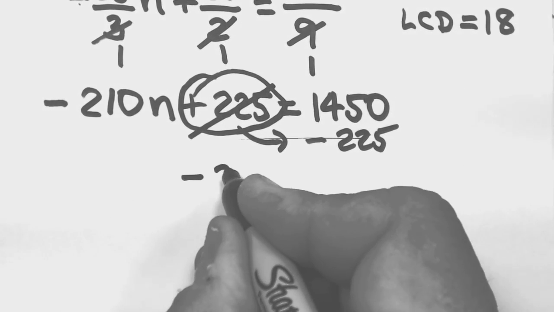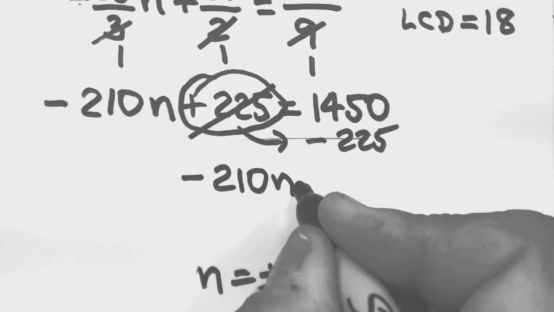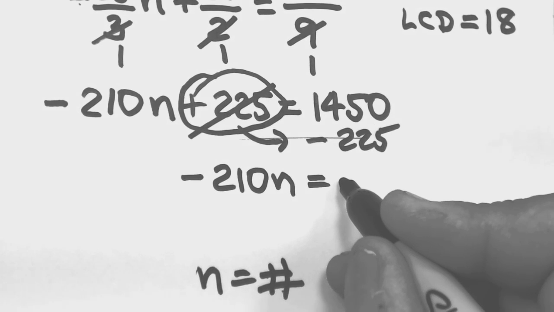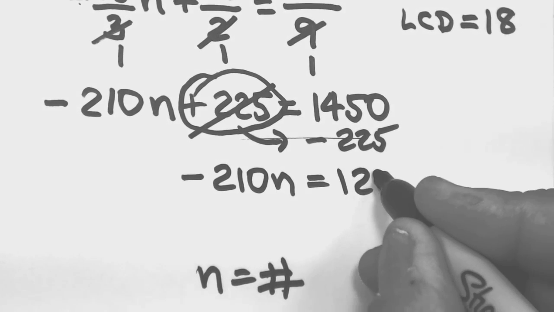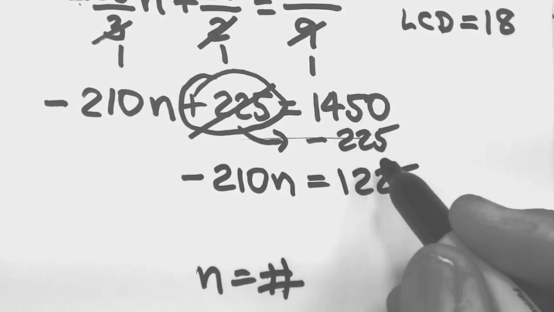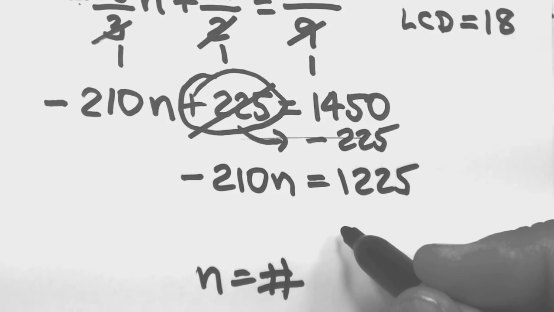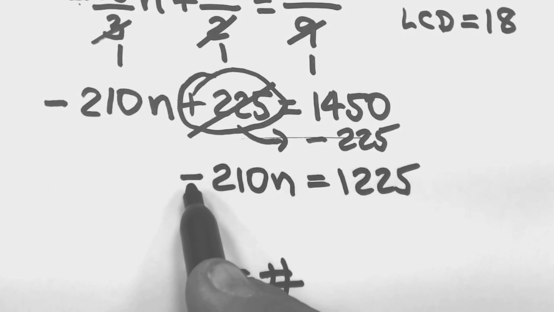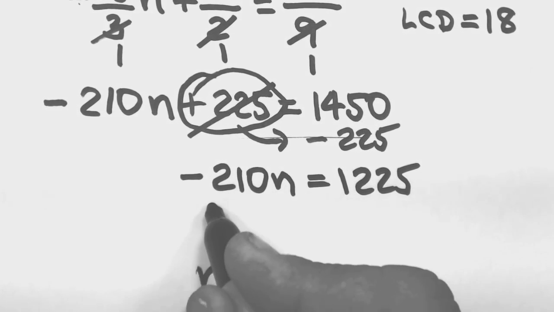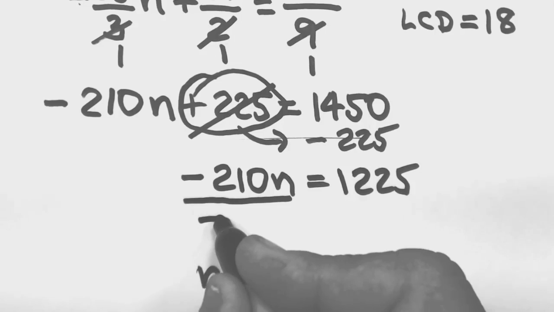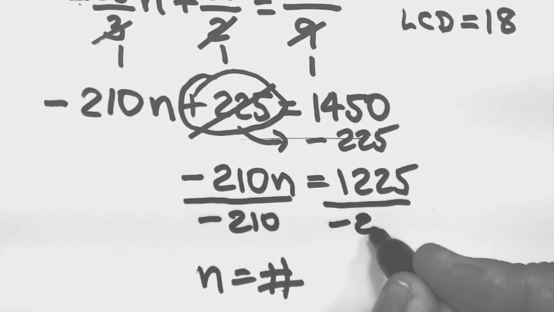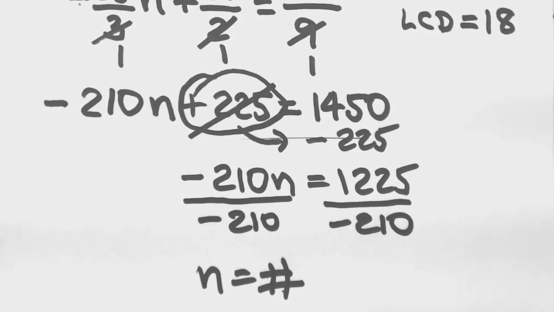I've got minus 210 n on the left equals, well, let's see, this is going to give me what? 1225, is it? Positive wins by 1225. Okay, to get our final answer, I've got negative 210 times n. I've got to divide both sides by minus 210. So here we go, minus 210.